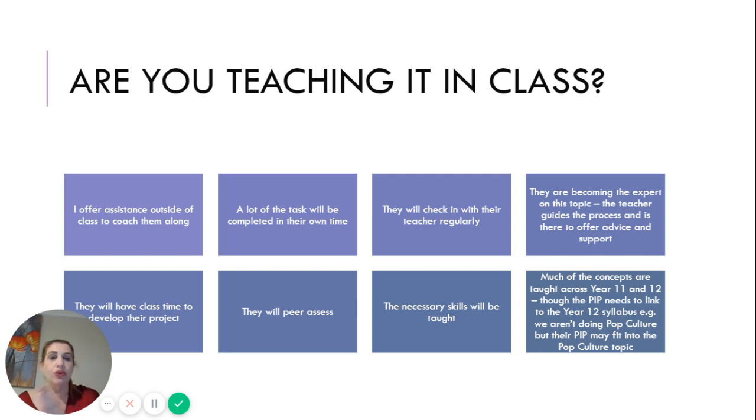Some of them have been taught, some are in the process of being taught. It's an ongoing process. Much of the concepts are taught across year 11 and 12, though the PIP needs to link to the year 12 syllabus, which I talked about earlier. So, and I said, we're not doing pop culture, but their PIP may fit into it. So they can go and have a look at that syllabus. They can go and look at that chapter in the textbook and get some ideas on the theories that they may apply.